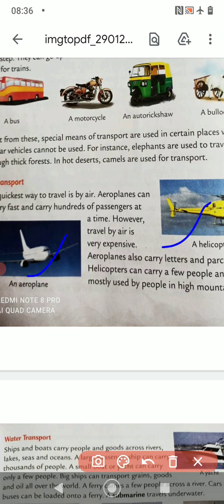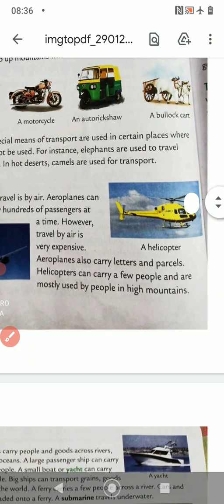In the exam, a difference between a helicopter and an aeroplane comes, so you have to write that. An aeroplane can carry hundreds of passengers. Aeroplanes also carry letters and parcels. Now this is everything about the aeroplane.